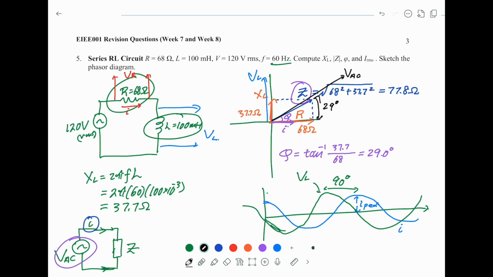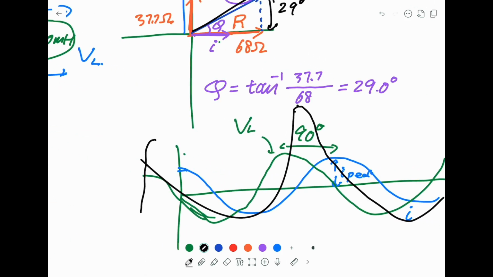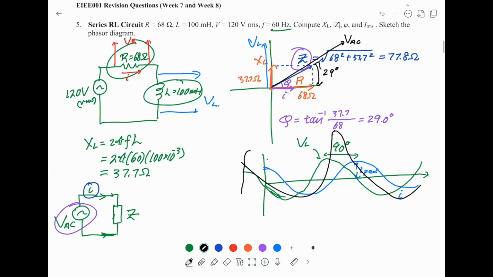So it's to the left. Okay, so now if we look at the angle, the peak here, and remember, we use the blue as our reference. And this shift here is 29 degrees.